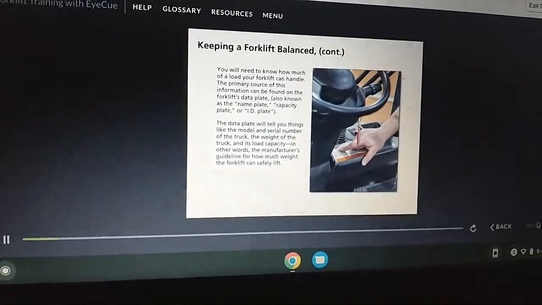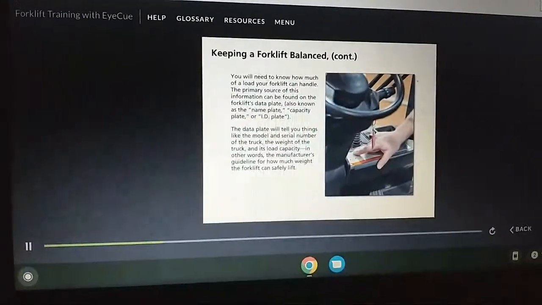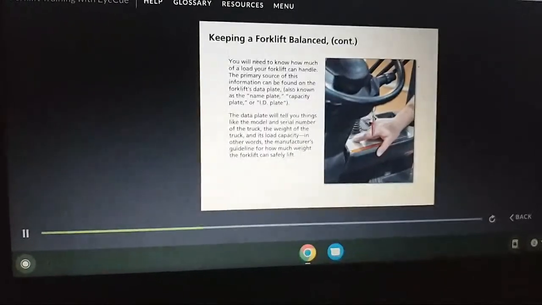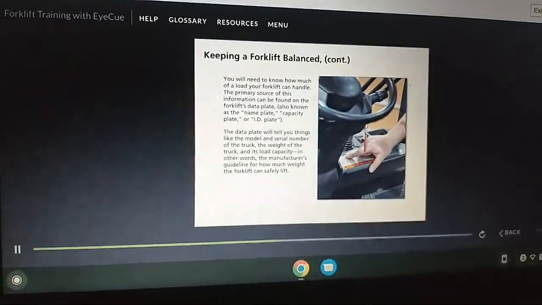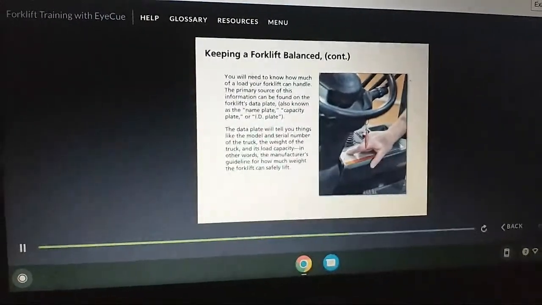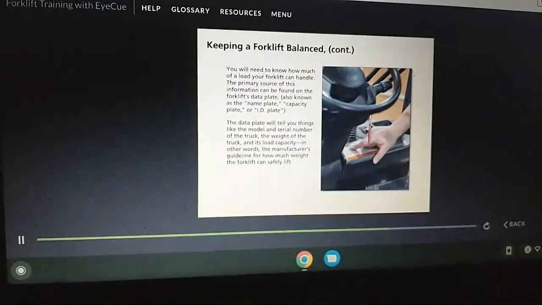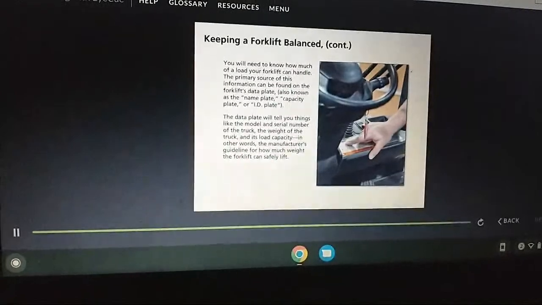You will need to know how much of a load your forklift can handle. The primary source of this information can be found on the forklift's data plate, also known as the nameplate, capacity plate, or ID plate. The data plate will tell you things like the model and serial number of the truck, the weight of the truck, and its load capacity. In other words, the manufacturer's guideline for how much weight the forklift can safely lift.